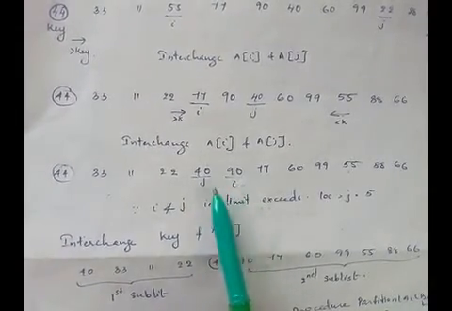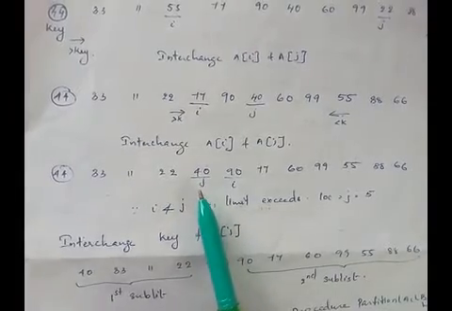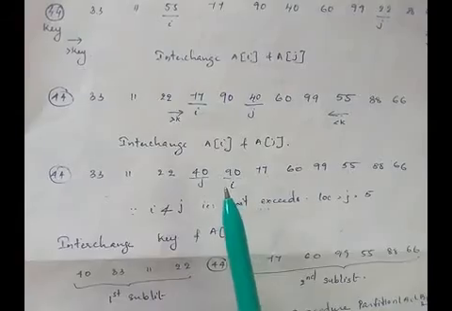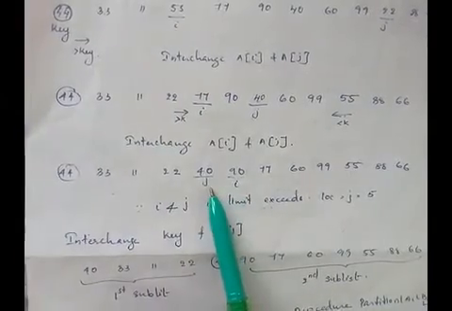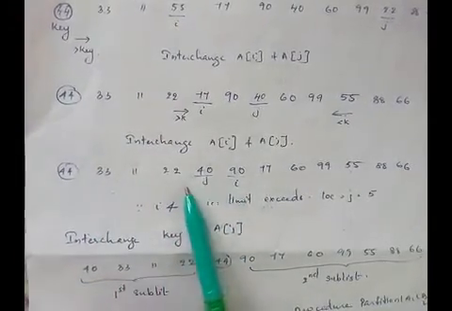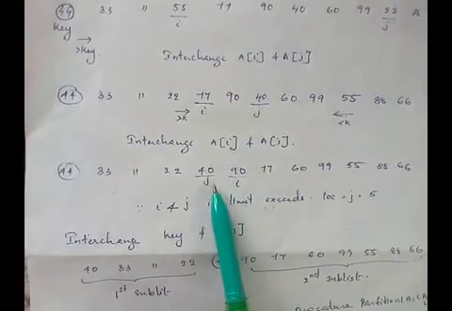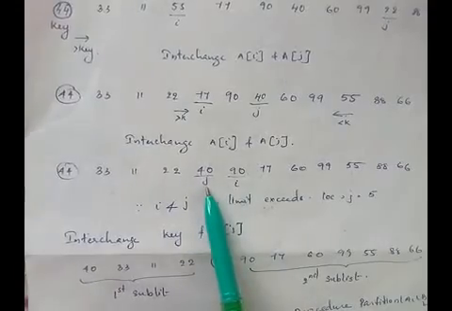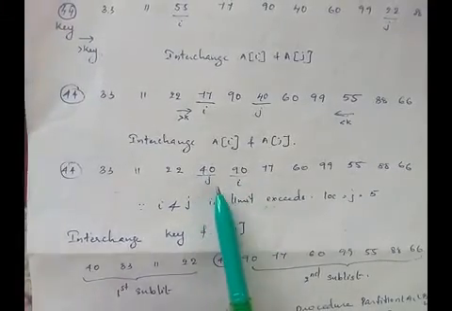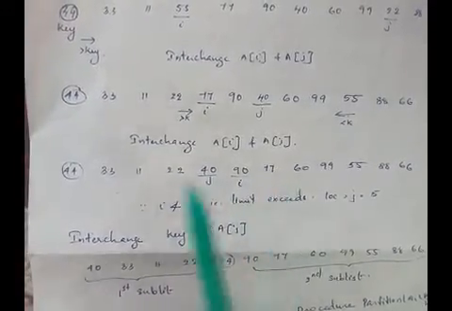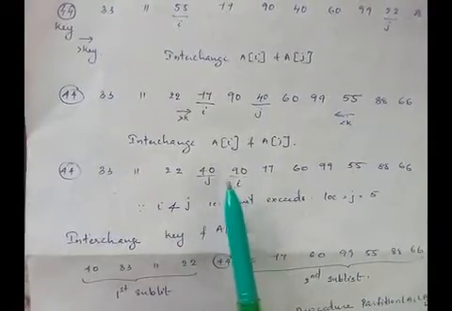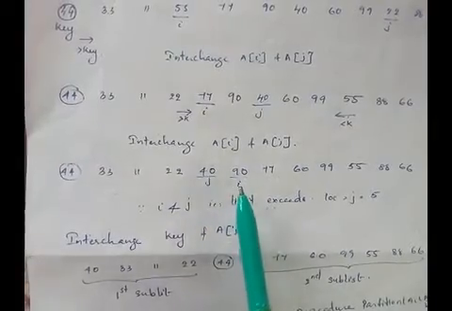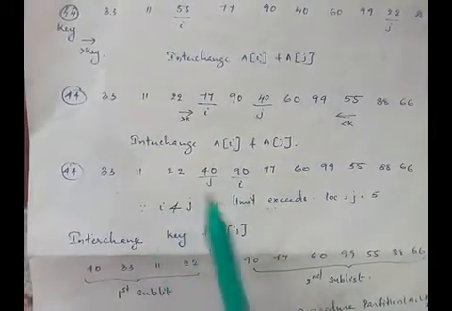We can say that i and j cross the limits when i is greater than j. Since i was moving from left to right and j was moving from right to left, when i becomes greater than j, it means they have crossed the limits. We have to stop scanning from both sides. So since i has crossed j, we stop scanning from left to right and right to left.